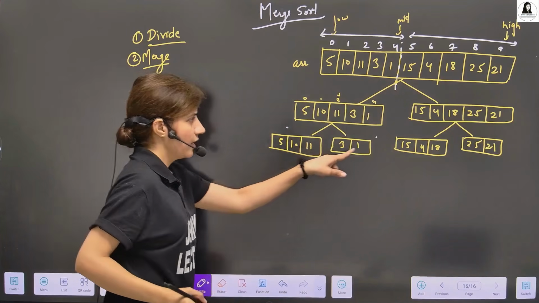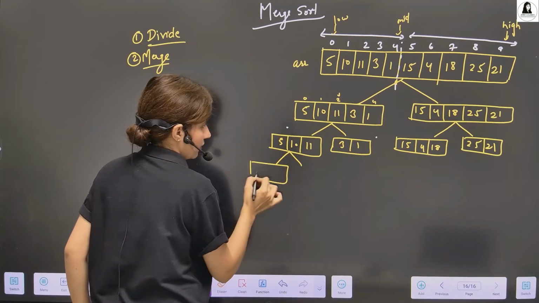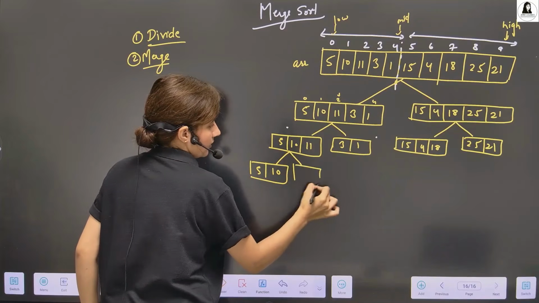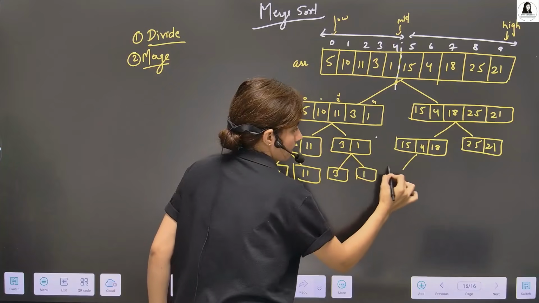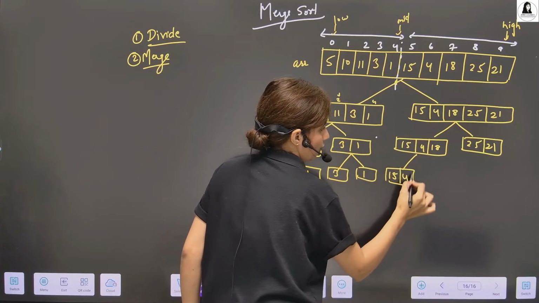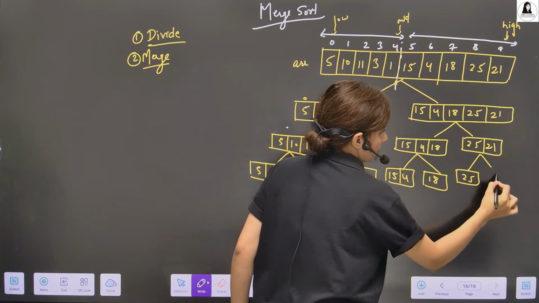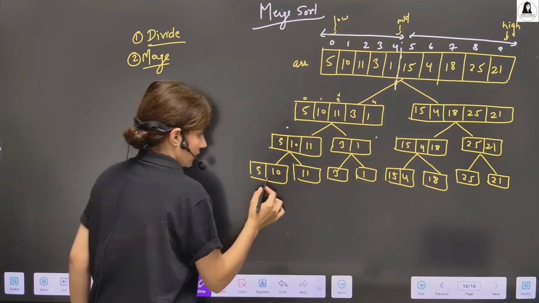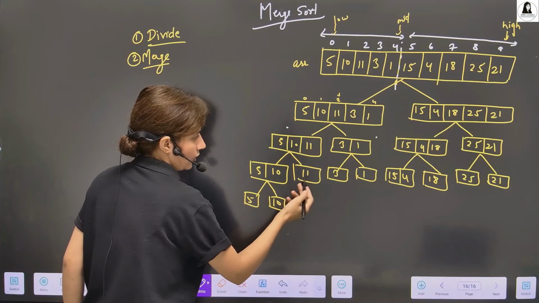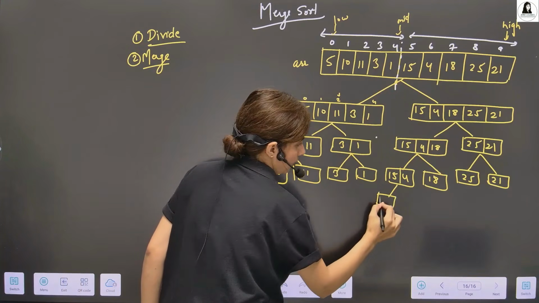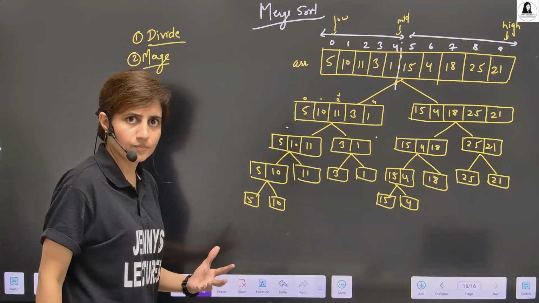Is this sorted, or does each list have only one element? No. Again, keep dividing. We have 5 and 10. Now we have 11, 3, 1. This list 15 and 4. This list we have only 18. We have 25, 21. We keep dividing. Here we have 5 in two halves, 10. It's only one element each. Here we have 15 and 4. 1, 1, 1, 1. So now we stop.